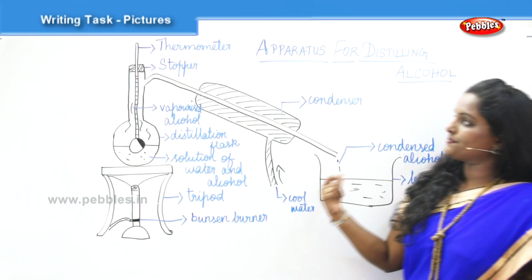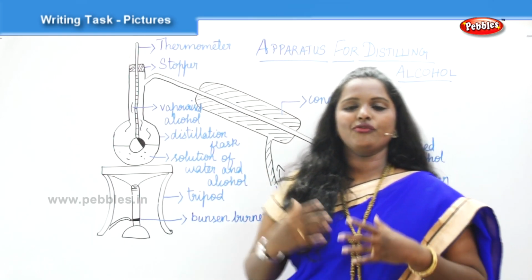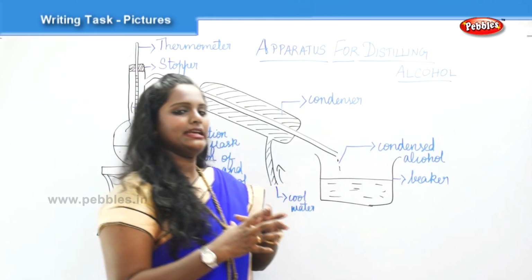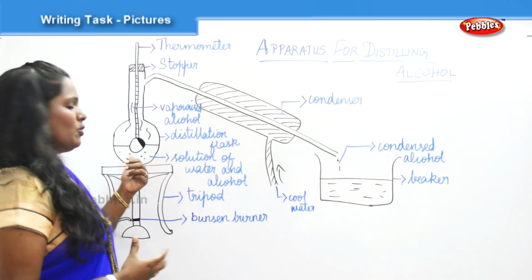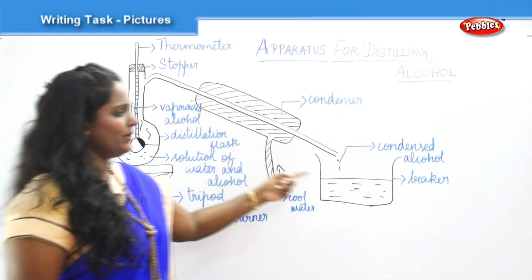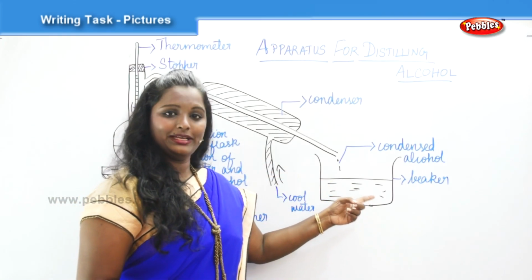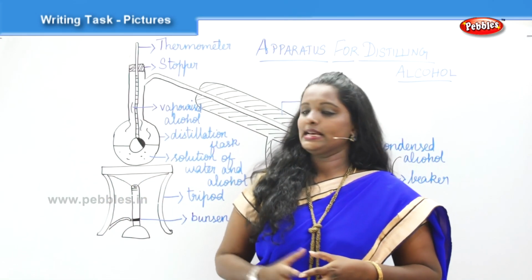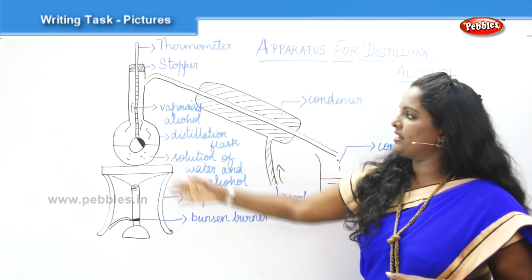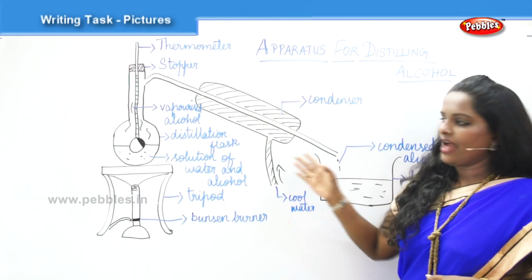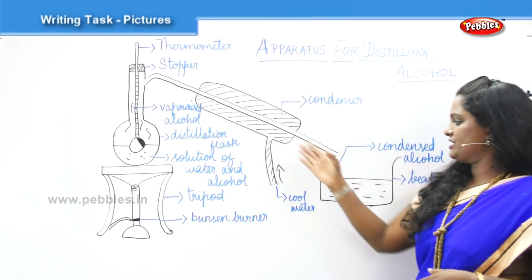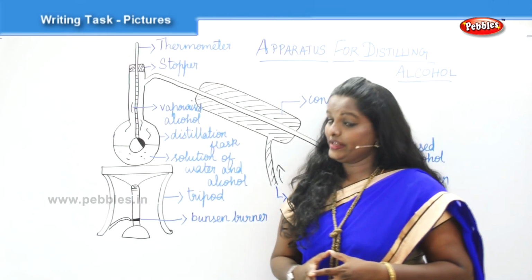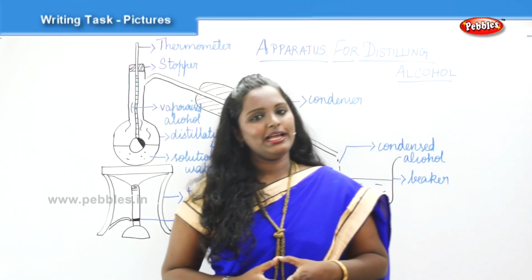Now this explains the procedure of alcohol being separated from water. And here we have condensed alcohol being collected. So this is how you are going to summarize. Mention first, you need to explain the apparatus, and then you will explain the procedure that has been carried out. So this is also an example of academic writing.